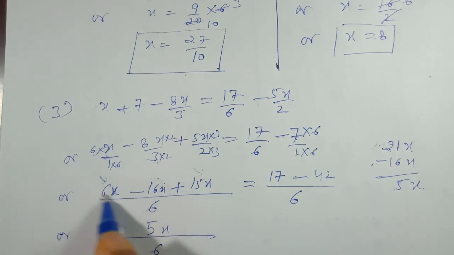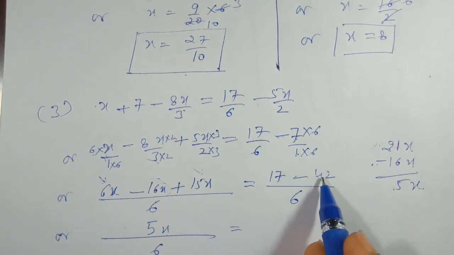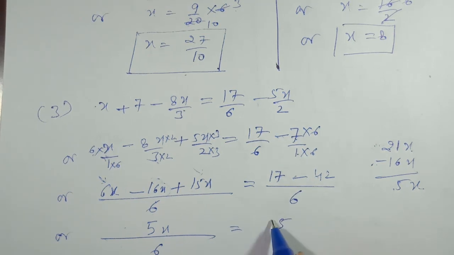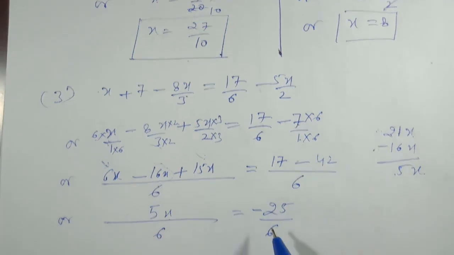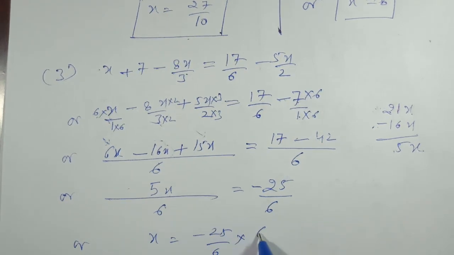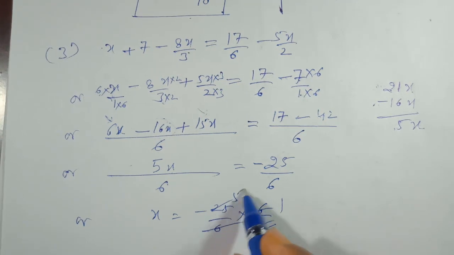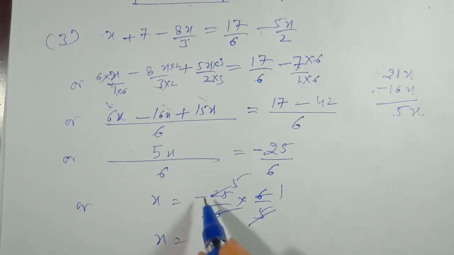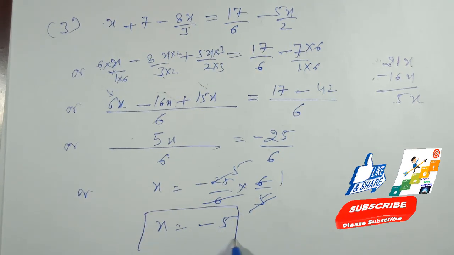So after calculating all the three, we are getting 5x. Subtracting both of them, we are getting 5x equal to minus 25 upon 6. Now for finding the value of x, we have to transpose both of them to the other side. 6 will move to multiplication and 5 to division. 6 will be cancelled. 5 5s are 25. Multiplying minus 5 into 5, here we are getting the value of x equal to minus 5.